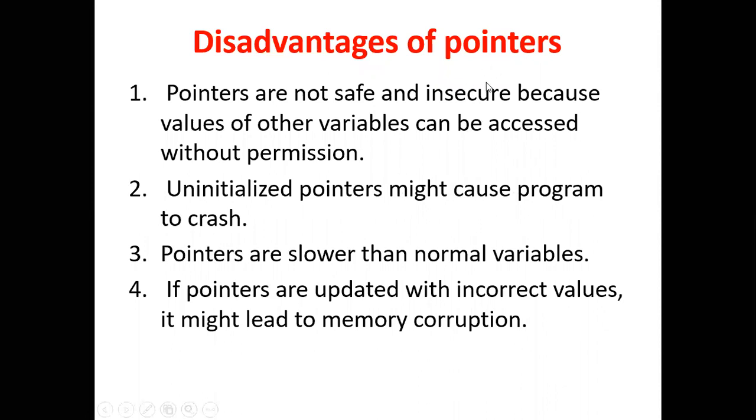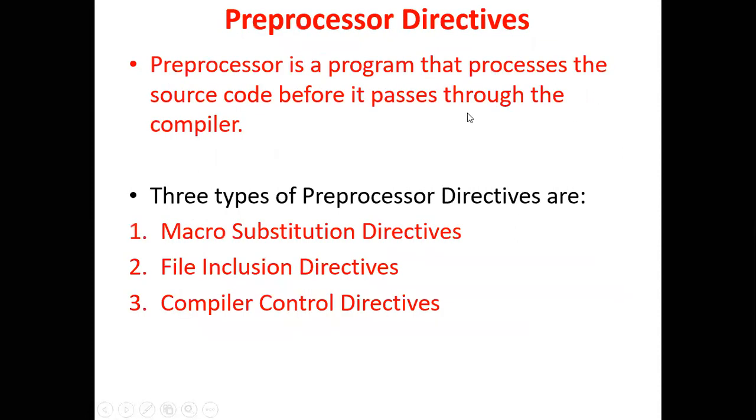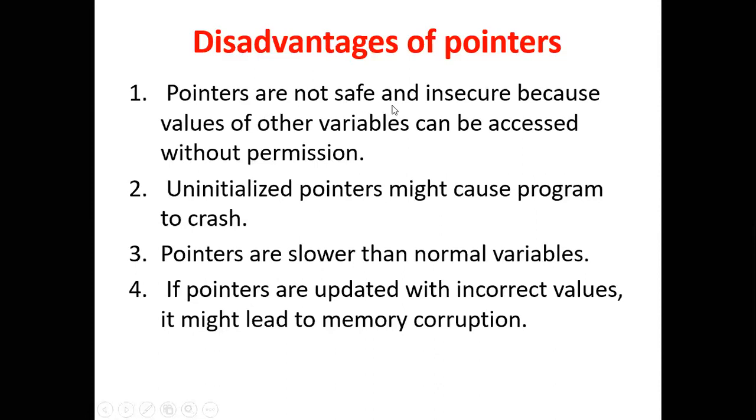Coming to the disadvantages of pointers. Pointers are not safe and are insecure because the values of other variables can be accessed without permission. We call them not safe because if I know the address, I can access the data in that particular address. If I have a variable a and I know its address, then I can fetch the value stored at that address. That is why it is not safe.